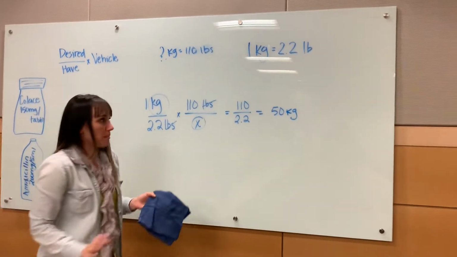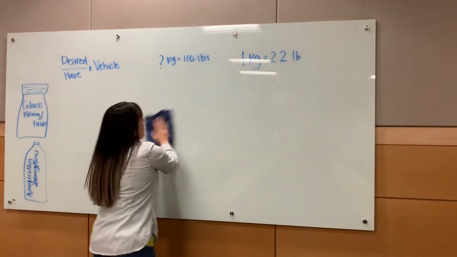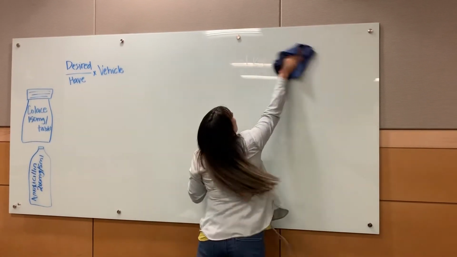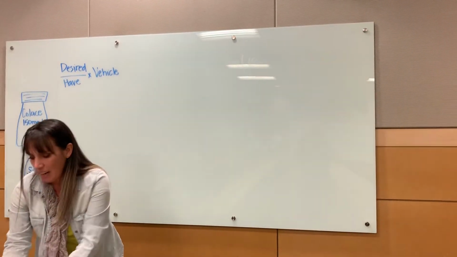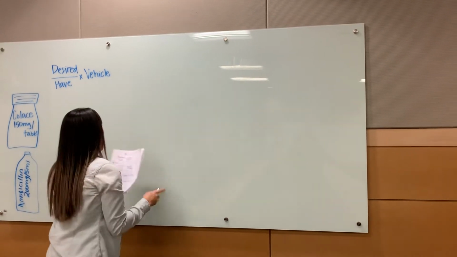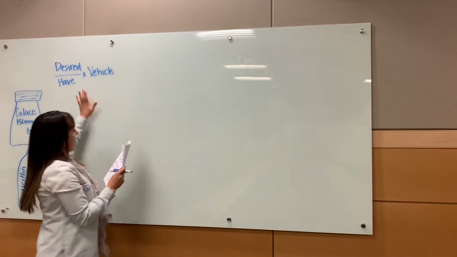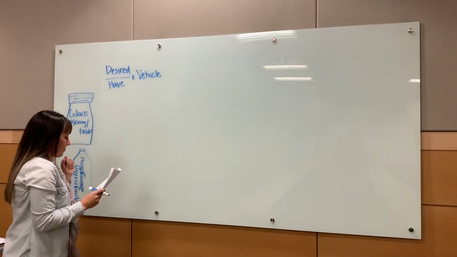I know some of you are rolling your eyes saying, this is so easy. Let's get into the hard stuff. Milk before meat. We're not going to go crazy, but I will show you just a little more of a difficult problem. Let me introduce you to the desired over have times the vehicle calculation.